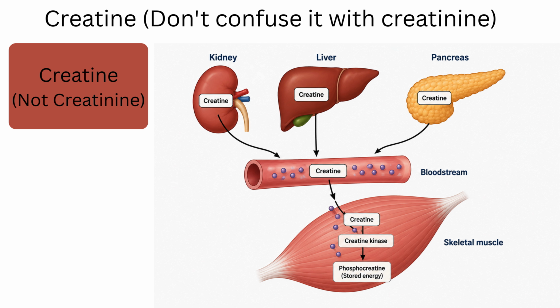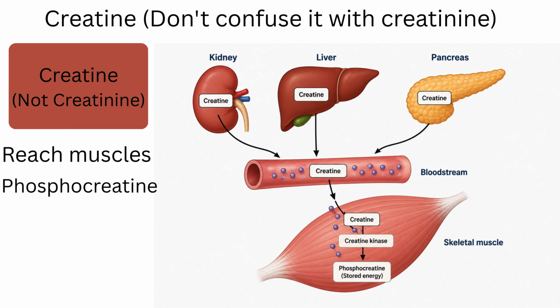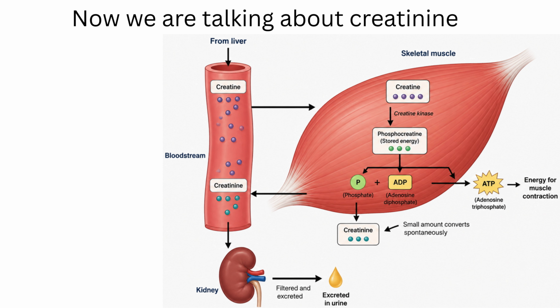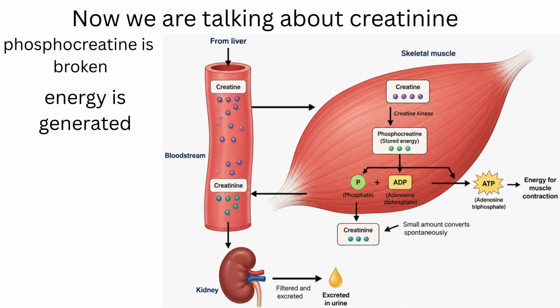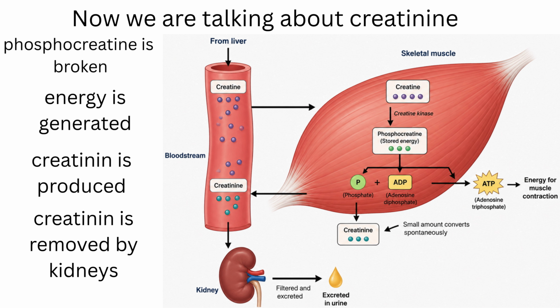Let's start with creatine. Creatine is a naturally occurring compound that's made mainly in the liver and to a smaller extent in the kidneys and pancreas. After it reaches the muscles, it's converted into phosphocreatine by the enzyme creatine kinase. Phosphocreatine acts like an energy storage system, providing a quick source of energy whenever the muscles need it. When the muscles need energy, phosphocreatine is broken down to provide a rapid source of energy. As a result, creatinine is produced as a waste product. Creatinine then enters the bloodstream and is removed from the body by the kidneys.